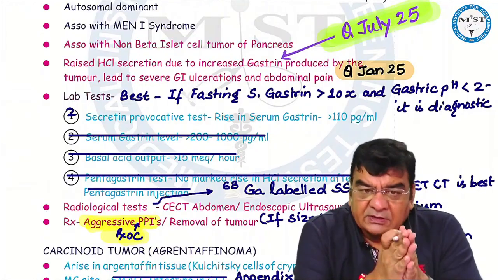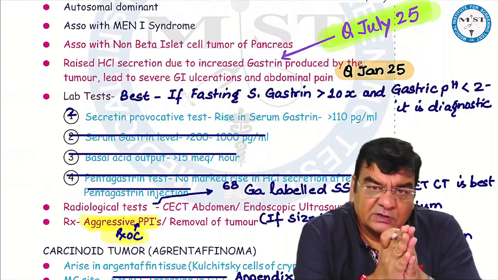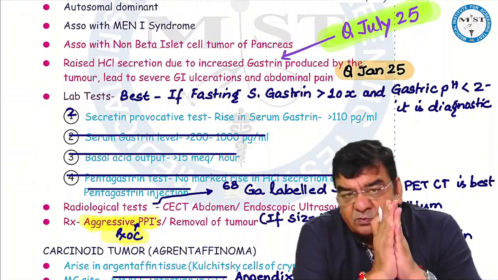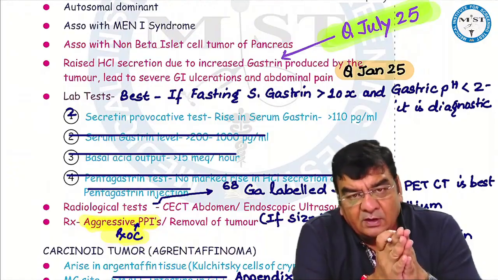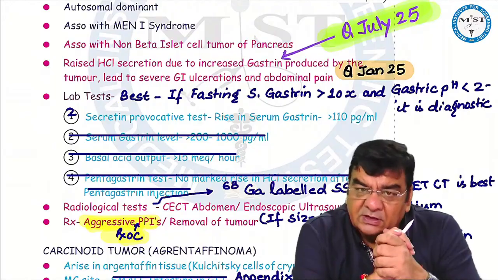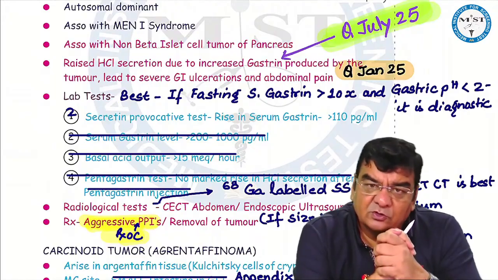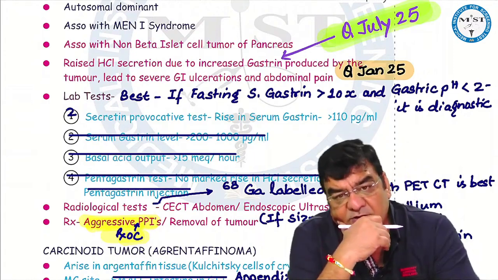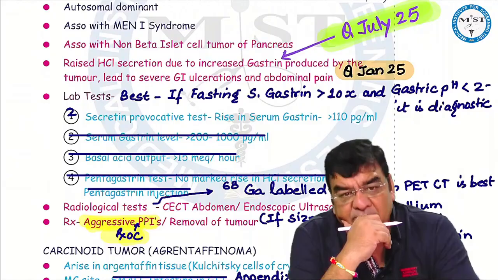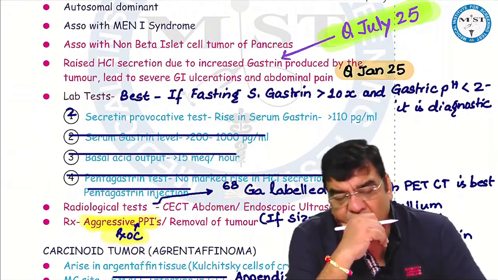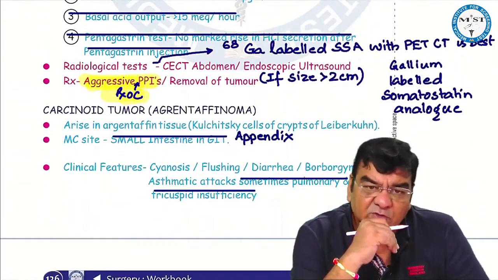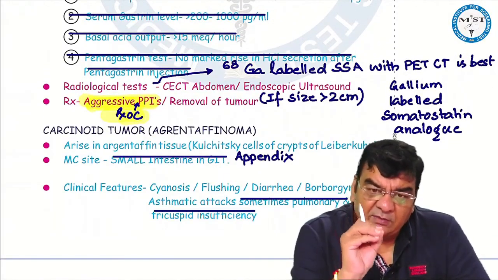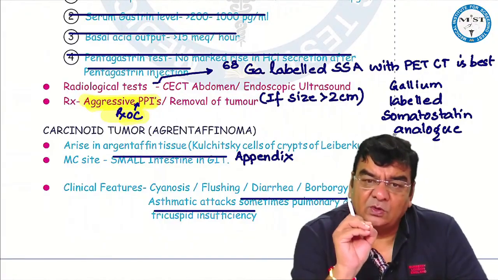We can do some lab tests to figure out these gastrinomas. The best lab test would be if fasting serum gastrin level is more than 10 times the normal and pH inside the stomach is less than 2. This is diagnostic of gastrinoma. Secretin provocative test: there also we find a raised gastrin level, if more than 110 picogram per ml, that is also suggestive.